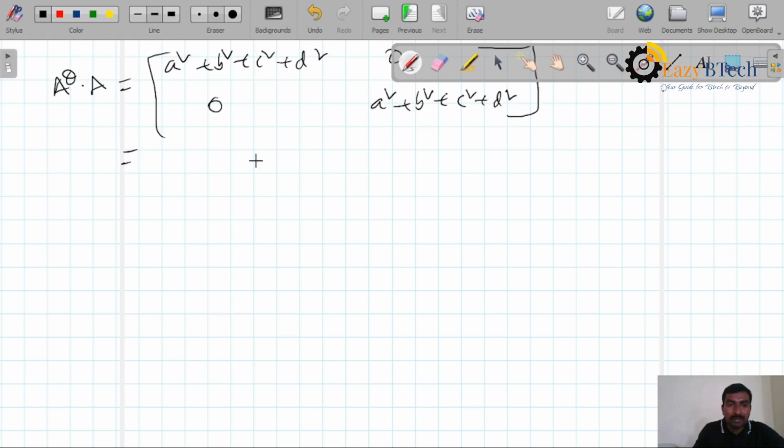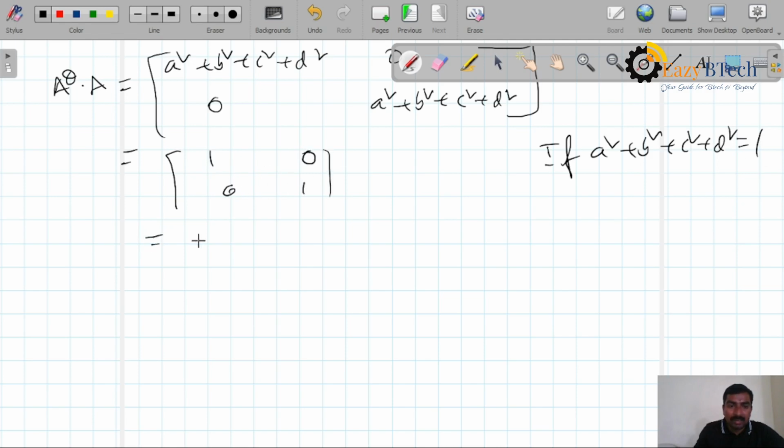Therefore finally what happened? Suppose if in case A square plus B square plus C square plus D square equals 1, then you will get 1 0 0 1. This is equal to the identity matrix. Therefore finally, A power theta into A equals I. Therefore A is a unitary matrix.